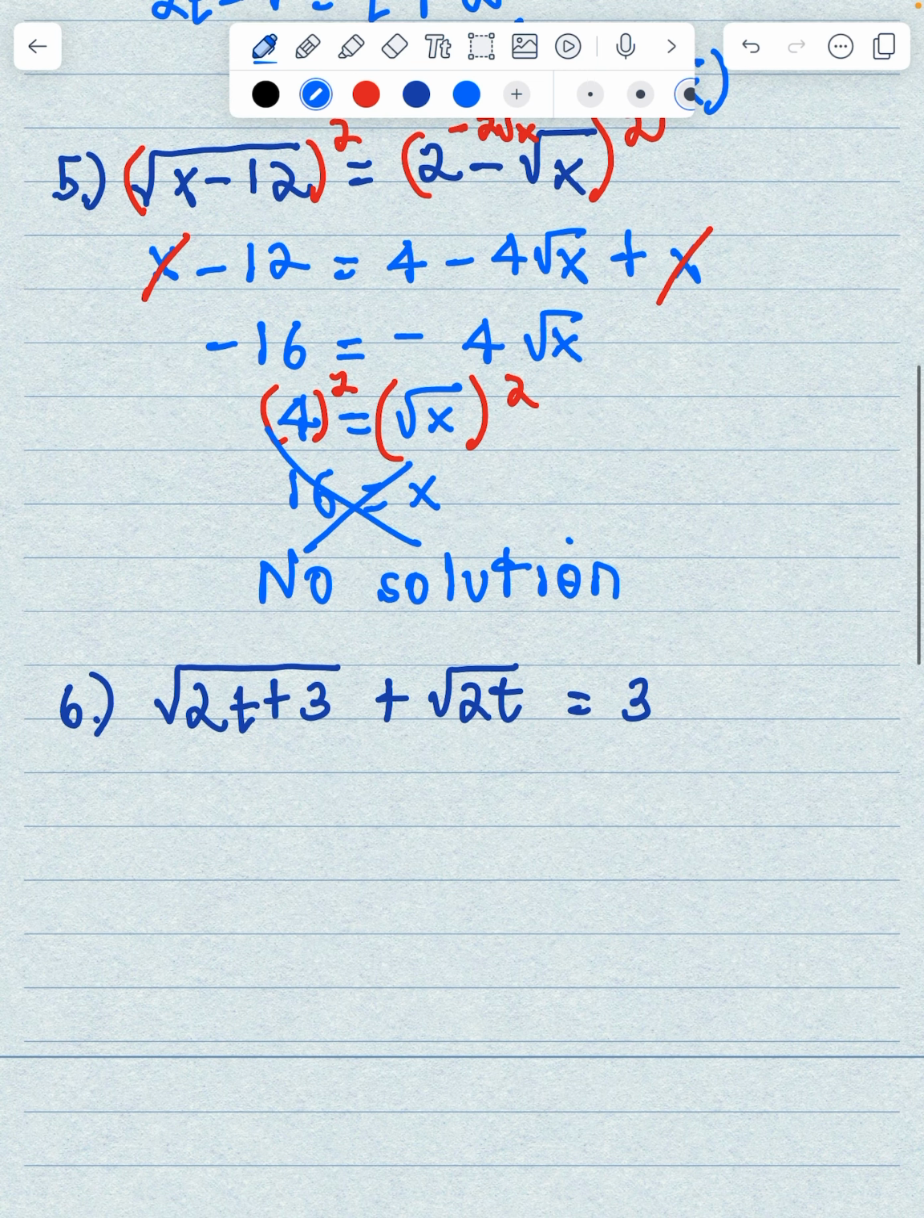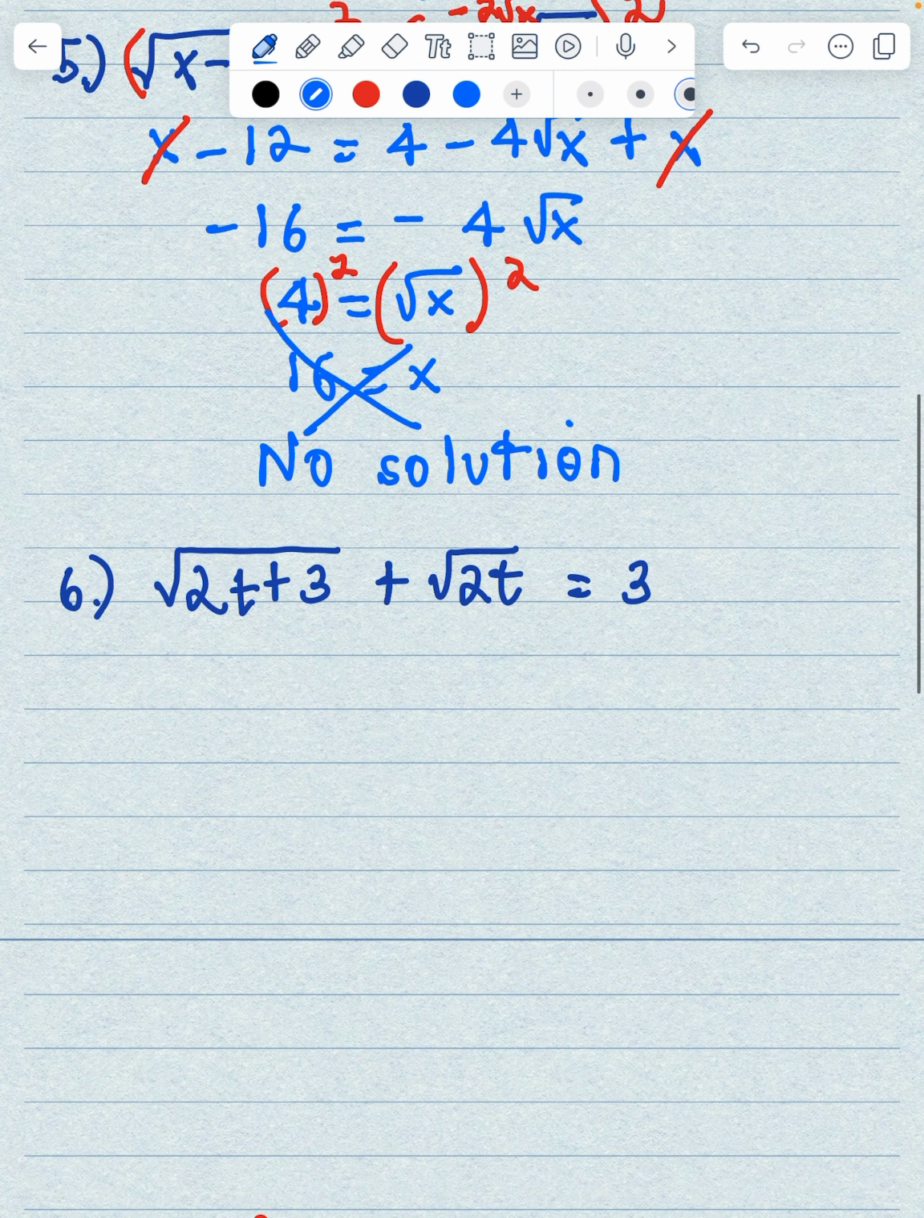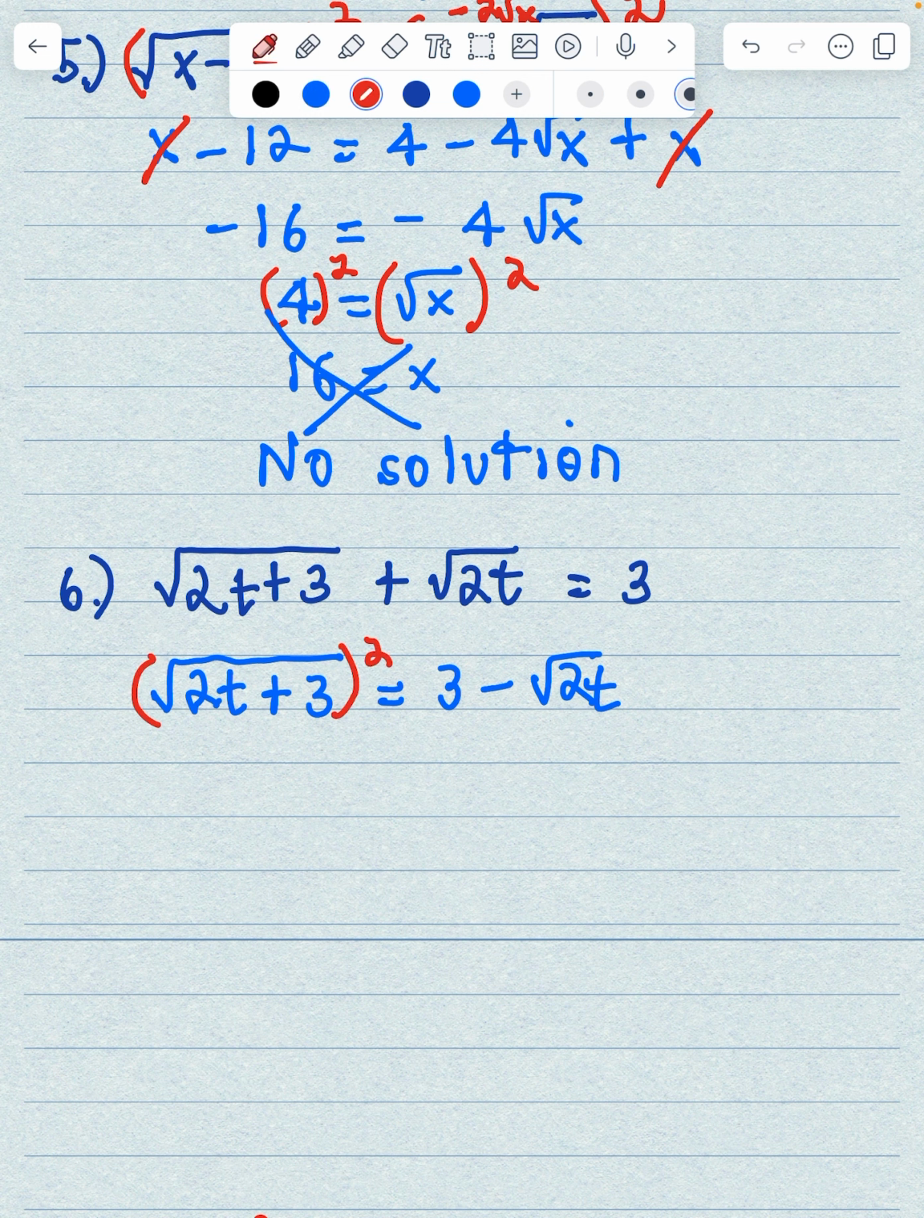Number 6, last problem. So again, we have two radicals, but we don't have one isolated, so we're going to isolate typically the more complex one, which I would say is the square root of 2t plus 3. I will subtract the square root of 2t from both sides, and now I have one of my radicals isolated, so I'm going to square both sides, and that will allow me to get rid of the radical on the left.